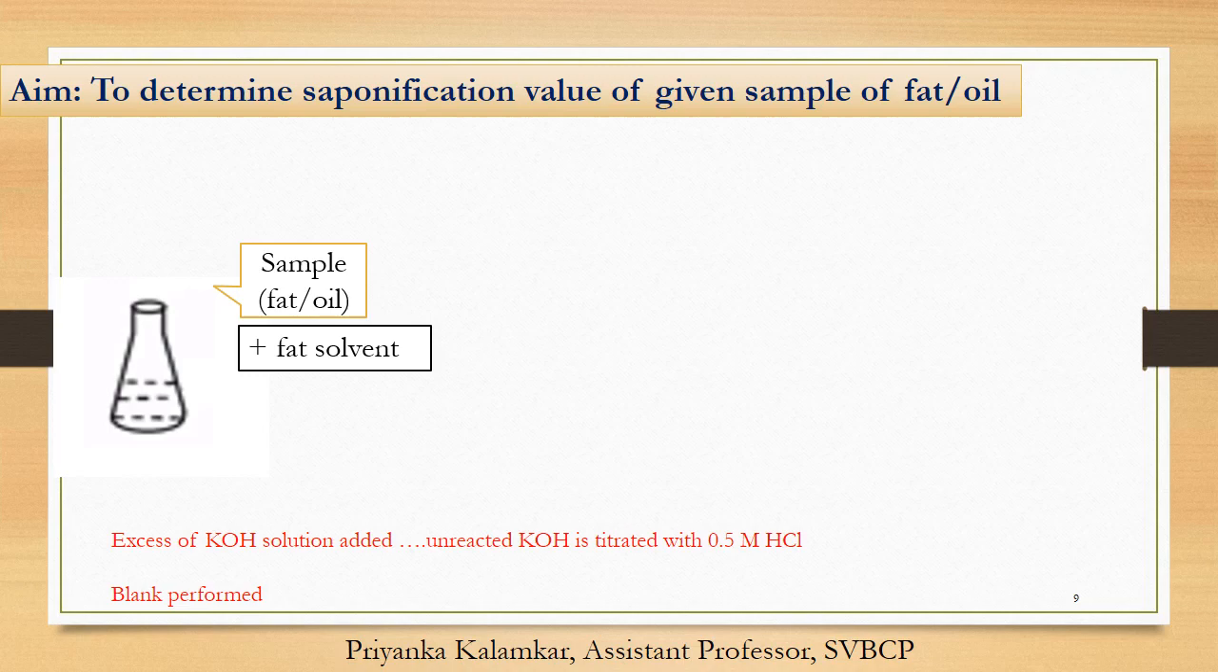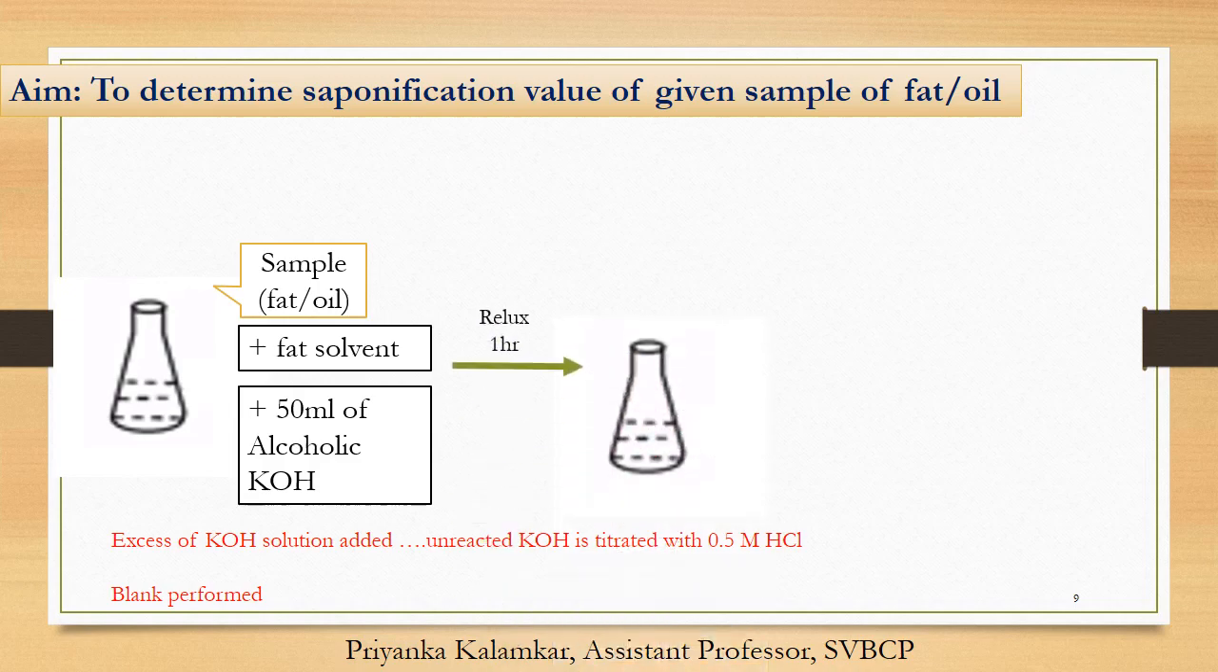Then you are going to add fat solvent to it to dissolve that particular sample. Then you are going to add 50 ml of alcoholic KOH to the conical flask. We add 50 ml of alcoholic KOH because you are adding it in excess amount to carry out the saponification of fat. Then you are going to keep it for reflux for 1 hour.